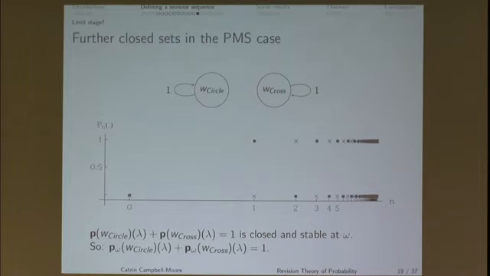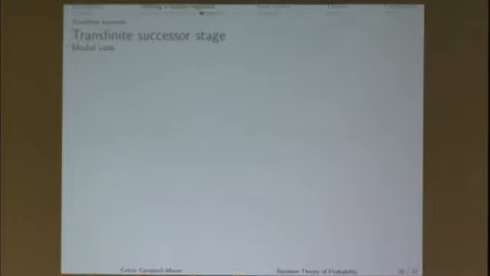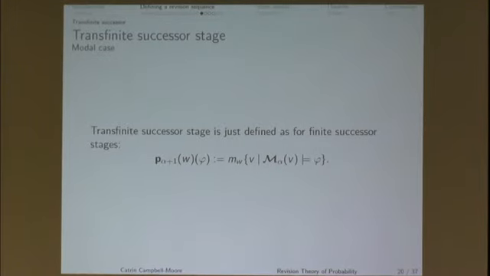So that's the proposal for the limit stage. One last thing to talk about is how to do the transfinite successors. For the modal case, that's just simple. We've got a definition, and the definition we gave for the finite successors is just the same for the transfinite successors. You work out the next probability by looking at the background structure for the previous stage.